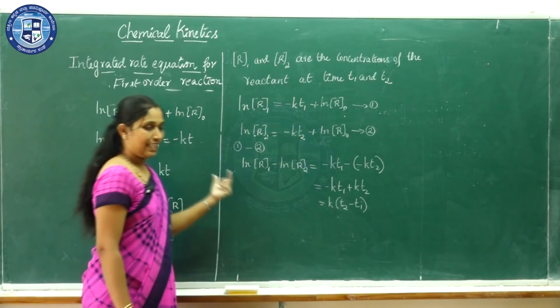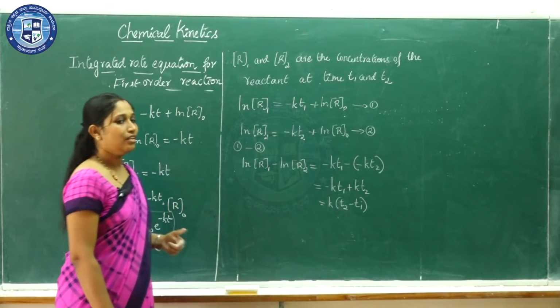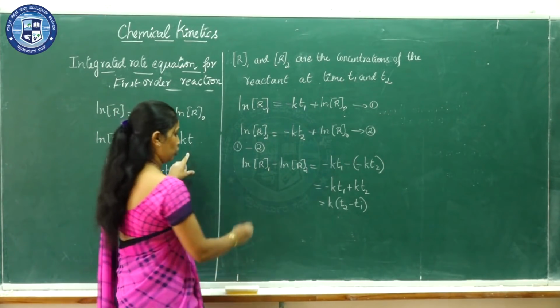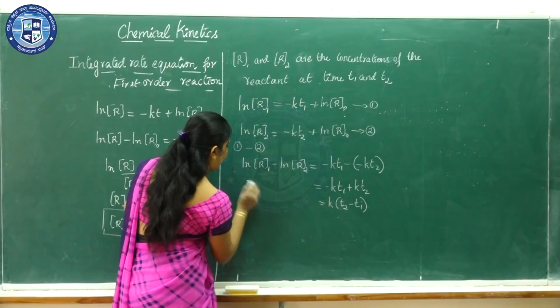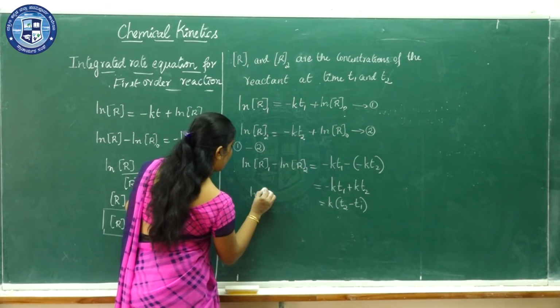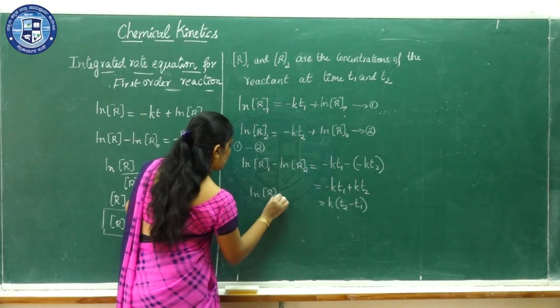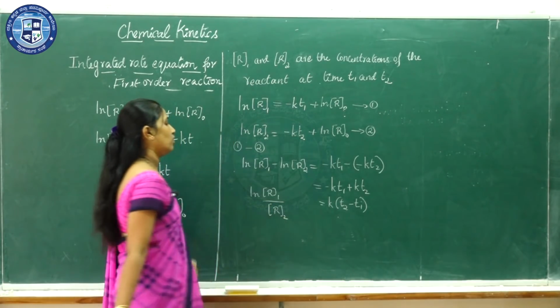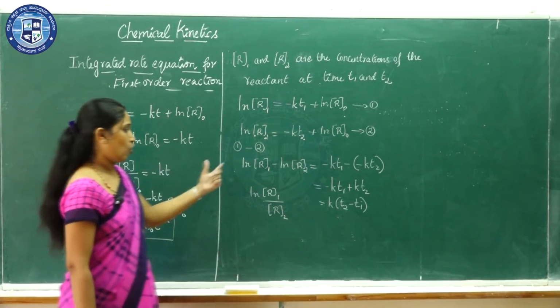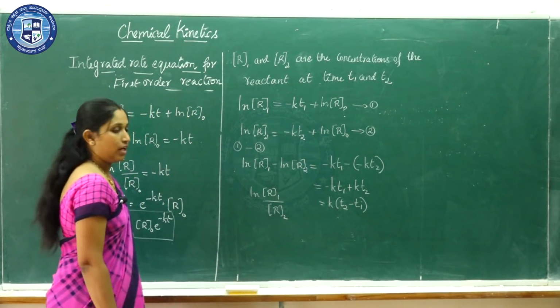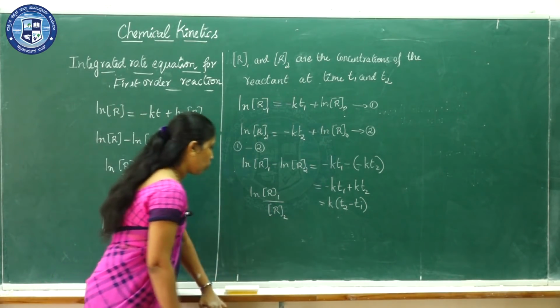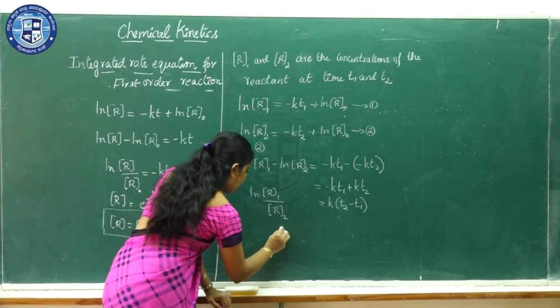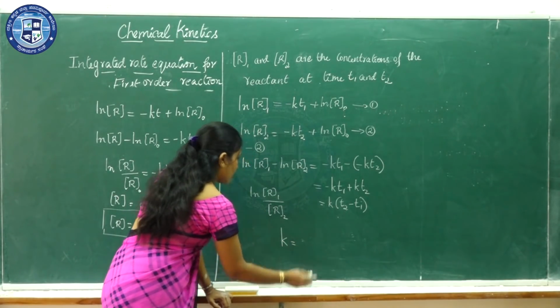Okay, simultaneously here I will be applying the formula of log as I told you earlier, that is I will write it as ln of concentration of R1 divided by concentration of R2. So, that log m minus log n, that same formula we used here. So, now what is the expression for k?